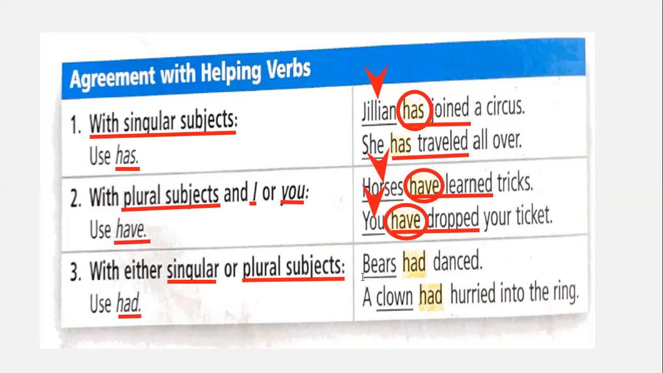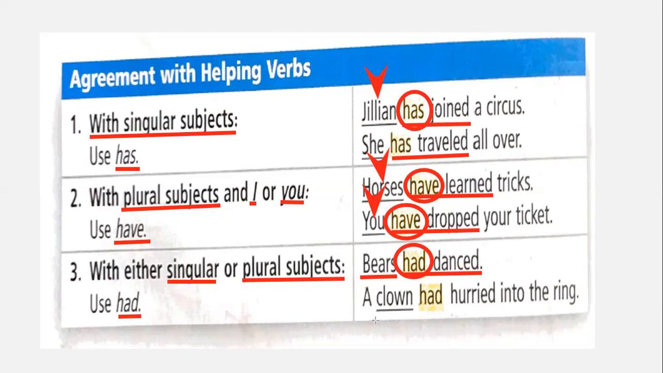Let's look at this one. Bears had danced. Bears. When you look at it, you know that bears is more than one. And let's look at the verb phrase, had danced. Bears had danced. In this sentence, although the subject is plural, the helping verb had is doing a great job helping the main verb danced. We can use it. Bears had danced.